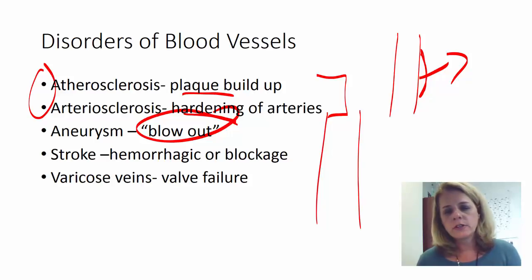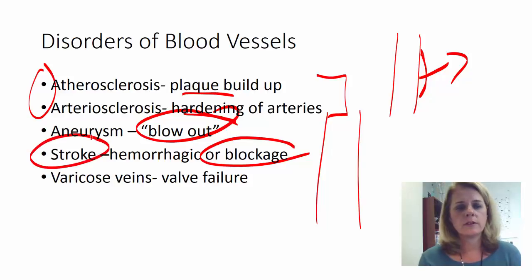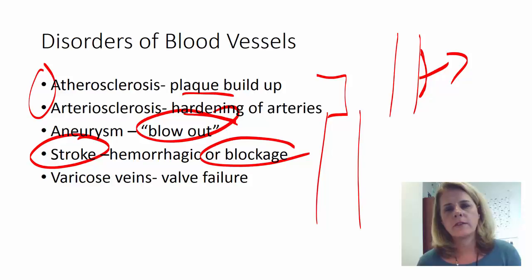A stroke is just when a vessel bleeds out, you have a hemorrhage, or it's blocked. So for whatever reason, you've now reduced the amount of blood flow to the brain. So a stroke is in the brain. It's like a heart attack of the brain. So you're having some kind of a hemorrhage or blockage in the brain. The brain needs oxygen, and you're causing brain damage.